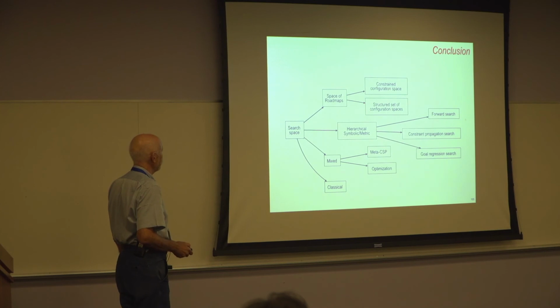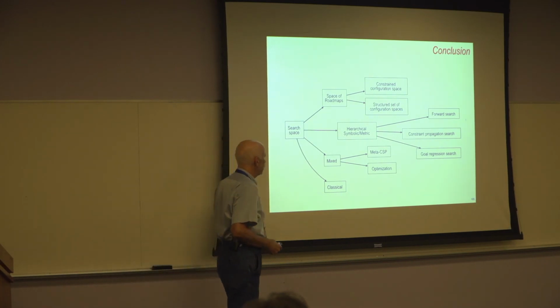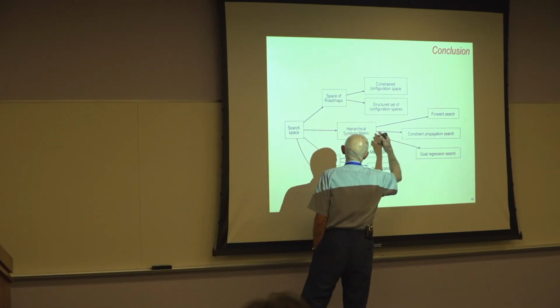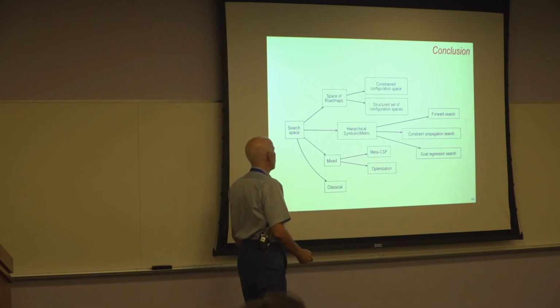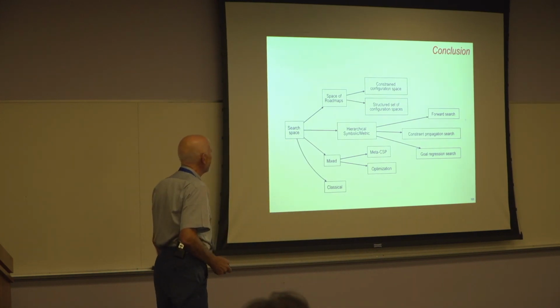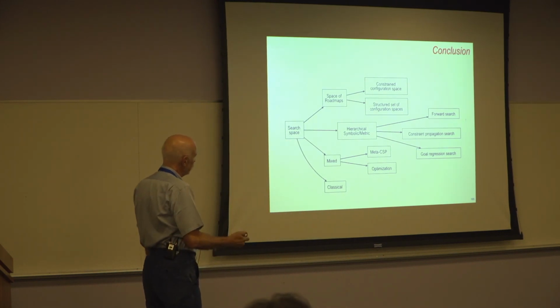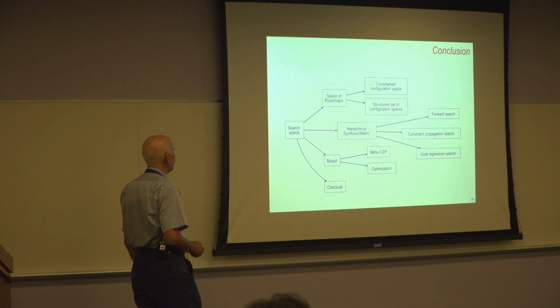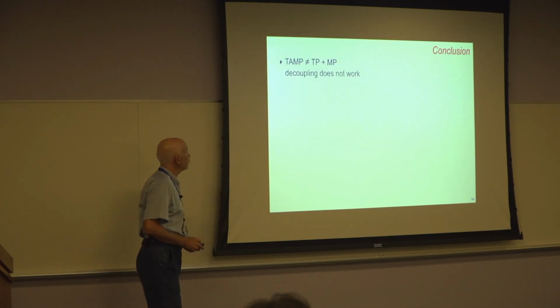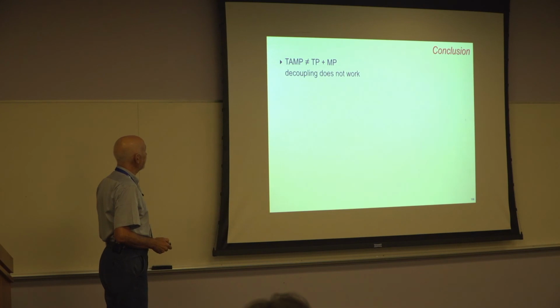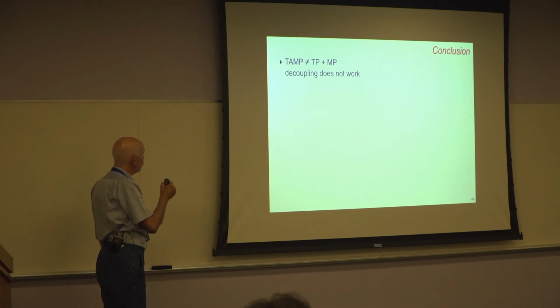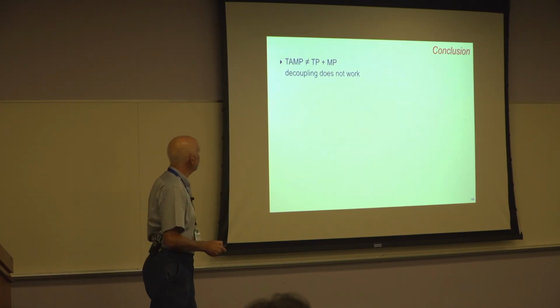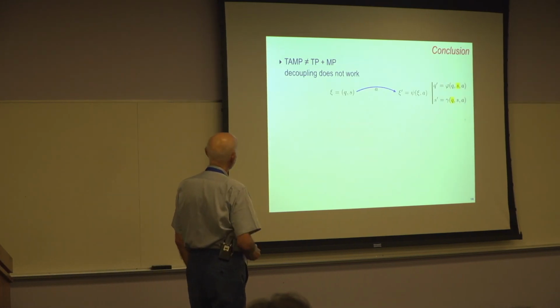I believe that most of the work is going on along this hierarchical symbolic metric approach, and I would bet that the most efficient approach will go on along this direction. Keep in mind that task and motion planning is not just the concatenation of a task planner and a motion planner, and decoupling doesn't work because of the coupling that I underlined.